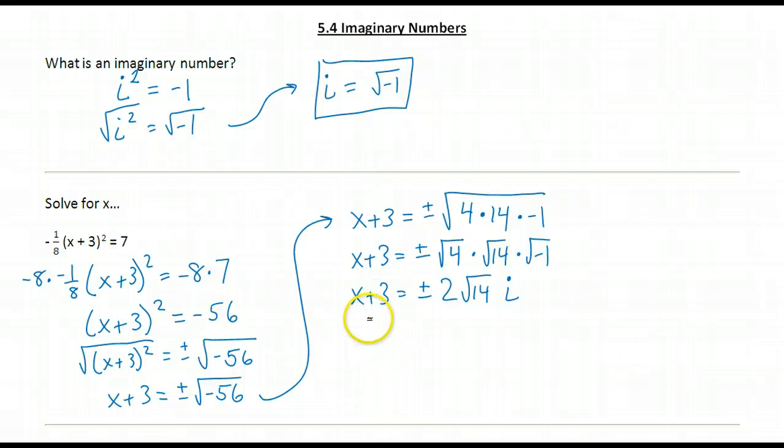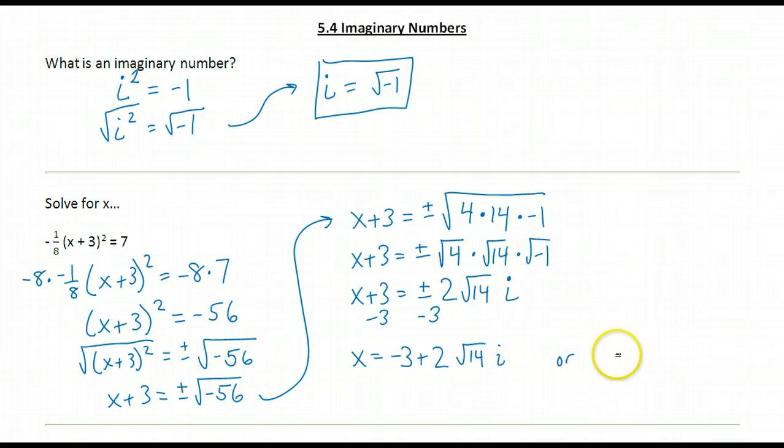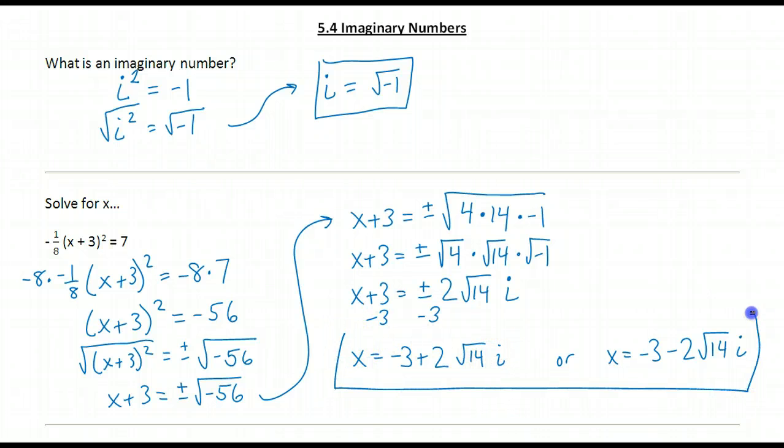Last step to solve for x, subtract 3. Now I'm going to rewrite my answer with the -3 out front: x equals negative 3 plus 2 square root of 14 i, or x equals negative 3 minus 2 square root of 14 i. Now I can't simplify anything here because negative 3 is just an integer, and this 2 has the square root of 14 and the i attached to it. So this is my answer in simplified form.